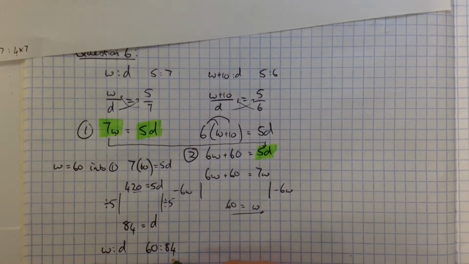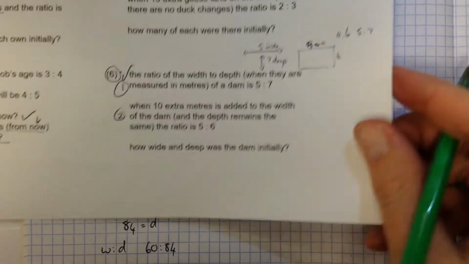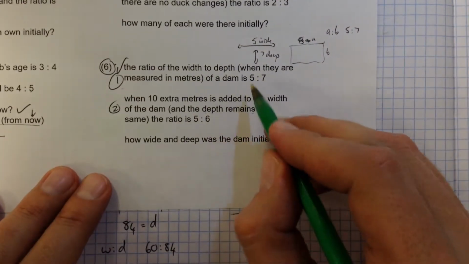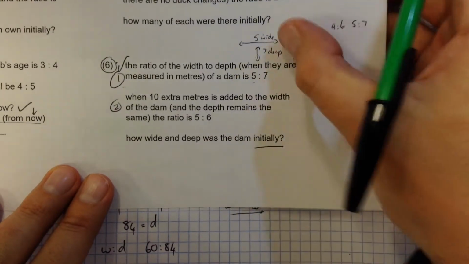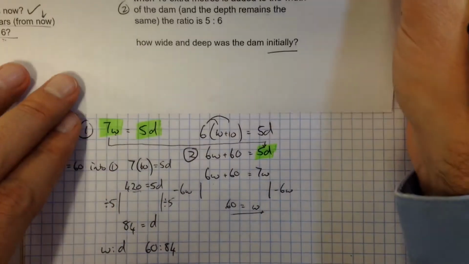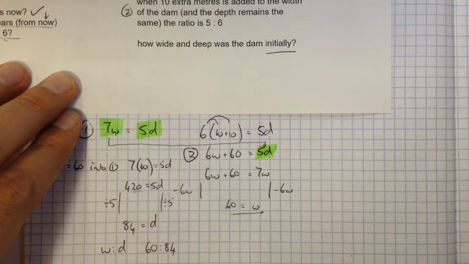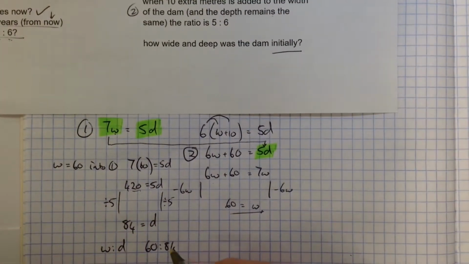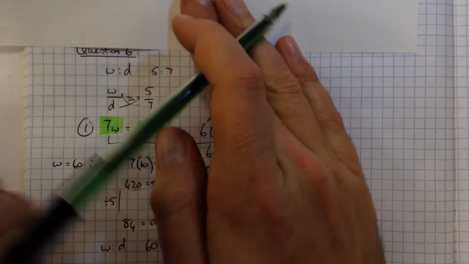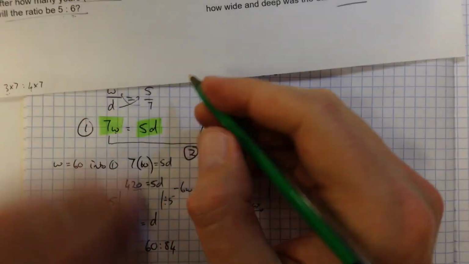Let's see if I can simplify that. What would it simplify to? Well, we want to know what it is initially. Initially, that's why we set it up as w and d. So that should be it. Yes, we can double check our answer to see, is this in the ratio 5 to 7.